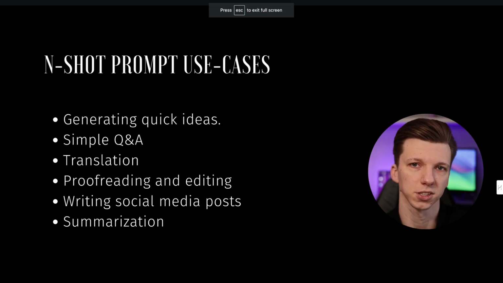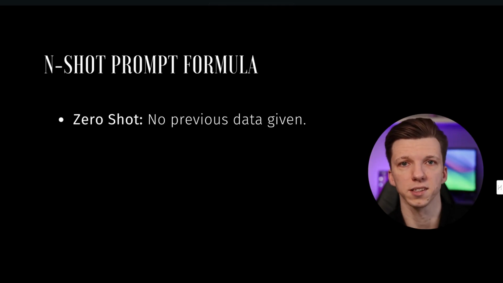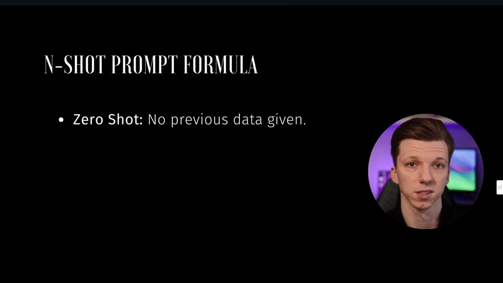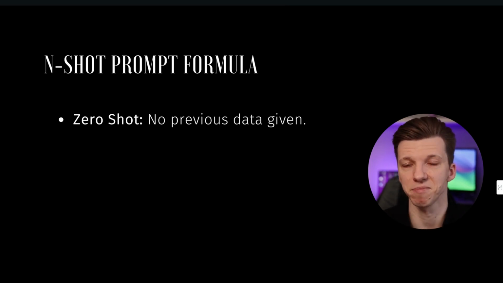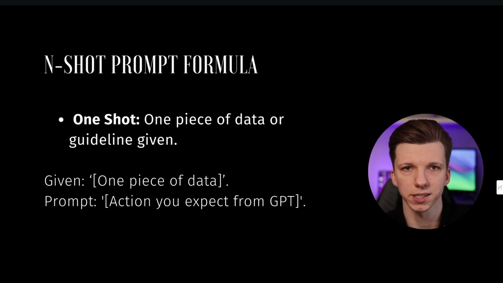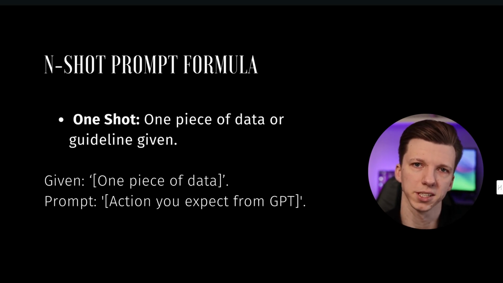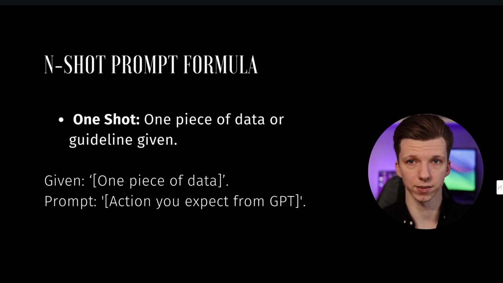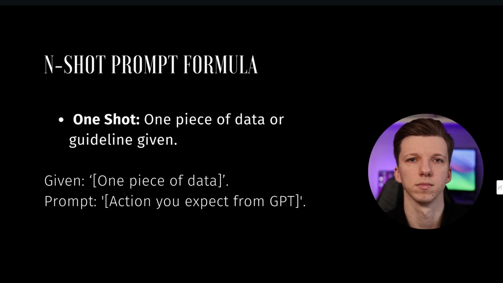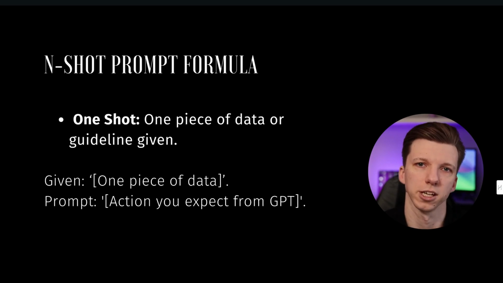So here come our prompt formulas. Zero-shot. In this case, no previous data or guidelines are given before completing a request. So it basically just asks for an action. One-shot means that only one piece of data or guideline is given before completing a request. For example, given, semicolon, one piece of data, then prompt describes the action that you expect from ChatGPT.